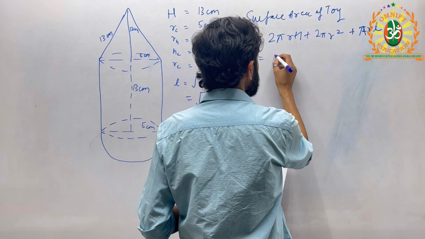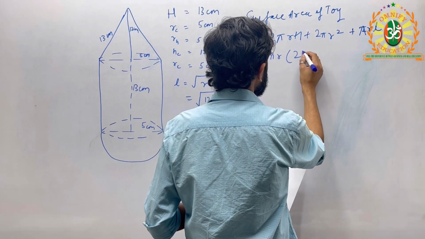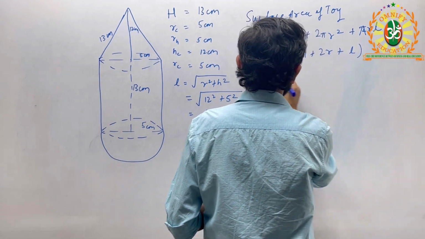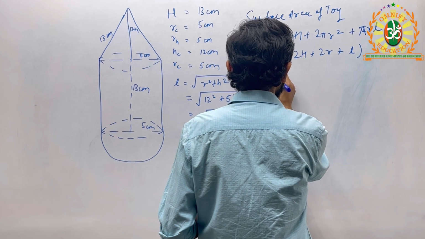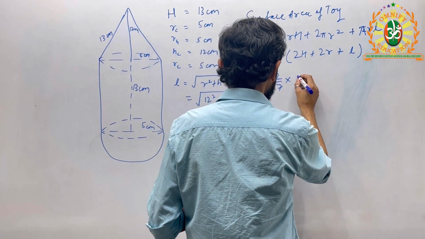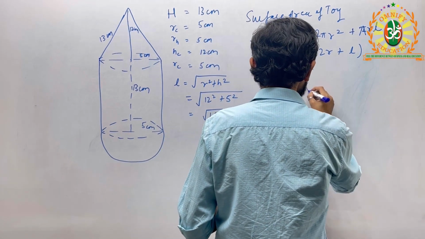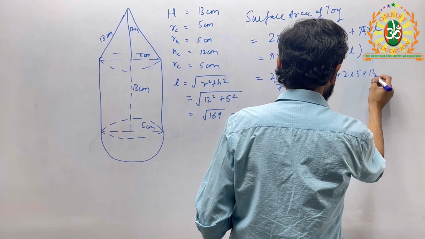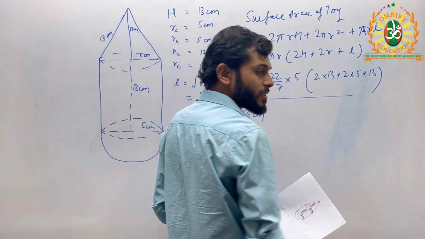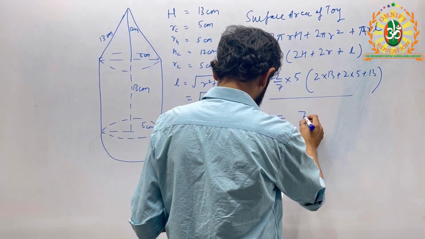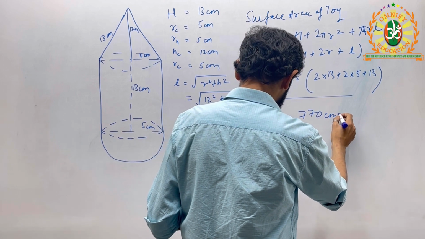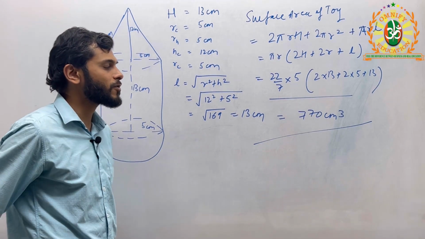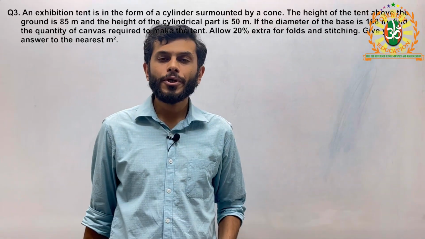So on further simplification, taking pi r common, we are left with 2h plus 2r plus l. So on substituting the values here, we get 22/7 into 5 bracket 2 into 13 plus 2 into 5 plus 13. On solving this, we get our value as 770 centimeter square. Hence, the surface area of the toy would be 770 centimeter square as asked in the question. Now coming on to the next question.